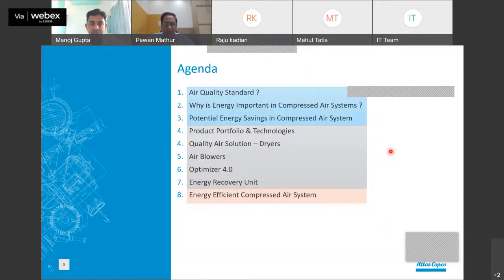The agenda is we will discuss the below points: quality standards, why energy is important in compressor systems, potential energy saving in compressor systems, product portfolio, quality air solutions like dryers, air blowers, optimizers for energy recovery, and energy efficient compressor systems, how it should be.